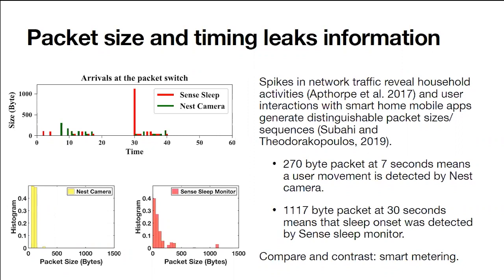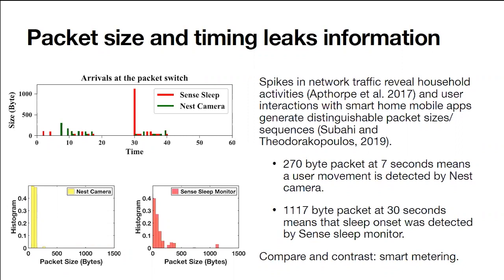there's, I think it's the green one, the first medium-sized little green taller packet. That packet at 7 seconds meant that the Nest camera actually detected somebody moving in the frame. This other packet at 30 seconds, this big one, meant that the Sense Sleep monitor detected that you fell asleep and then sent a packet saying, "Oh, your person is asleep now." Right, and these are very distinctive sizes, and then the timing will reveal actually when the event happens.